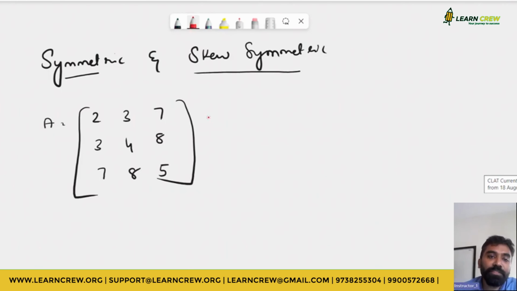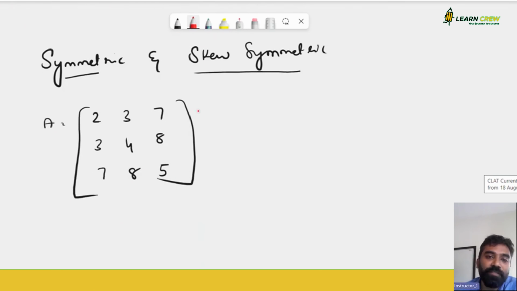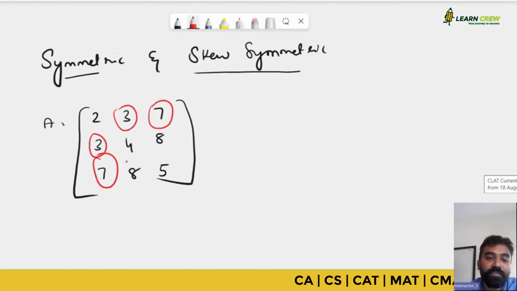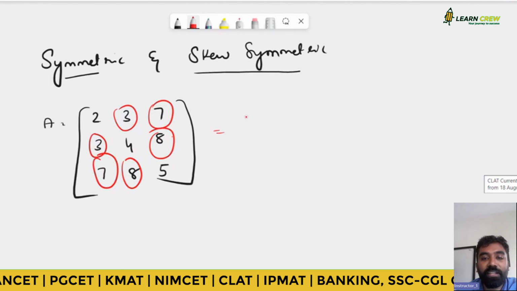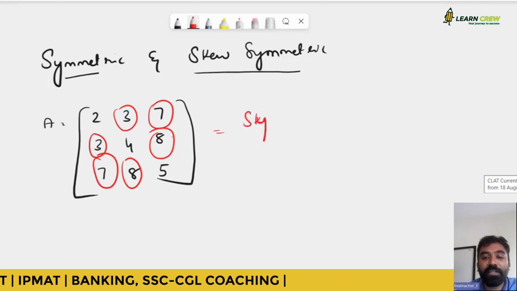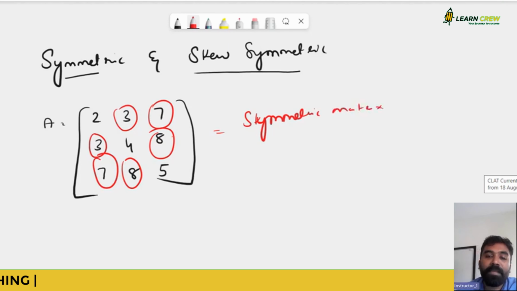Now, what do you observe here? The elements opposite to the diagonal elements are going to be the same. These are all going to be identical. This kind of matrix is called a symmetric matrix. Whenever the elements across the diagonal are the same, this kind of matrix is called a symmetric matrix.